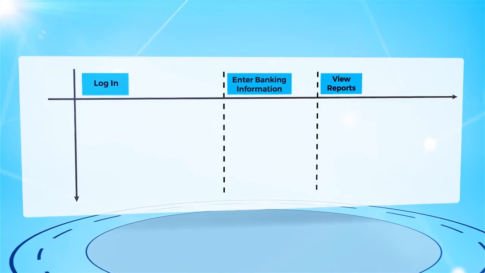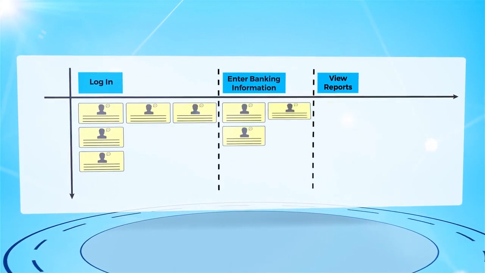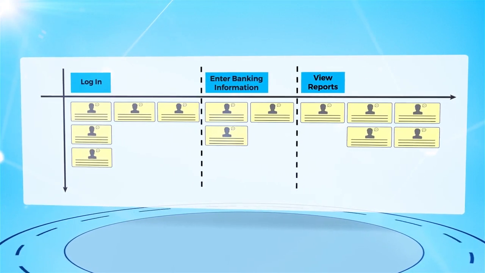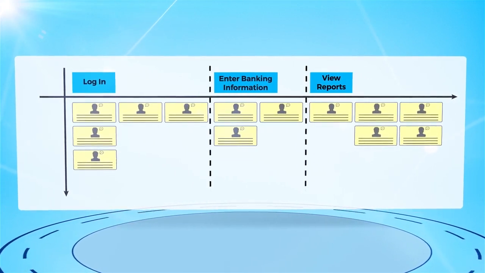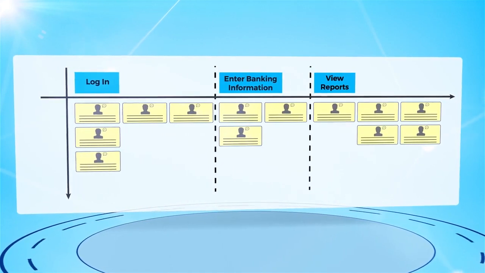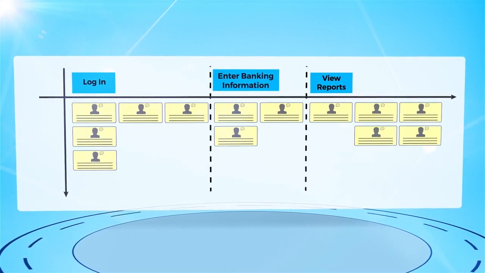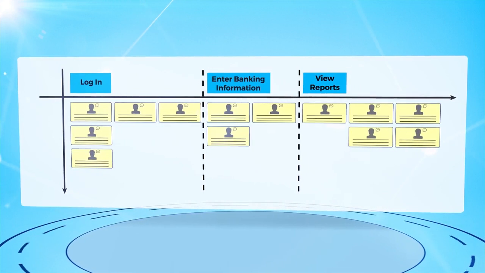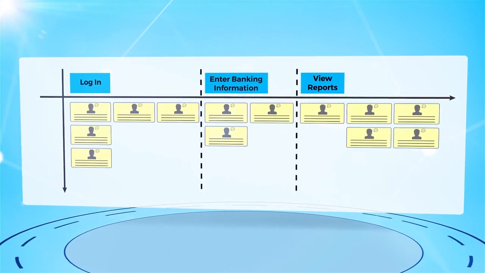In user story maps, the horizontal axis shows a high-level overview of the system, meaning if we were to read the cards at the very top, we'd have a high-level understanding of what the system does. So for example, the blue cards on this diagram may say something like log in, enter banking information, and view reports. We can guess that this is probably some type of financial software.